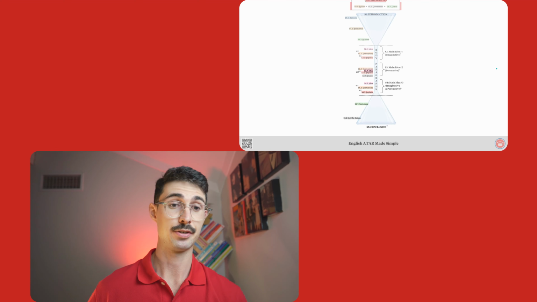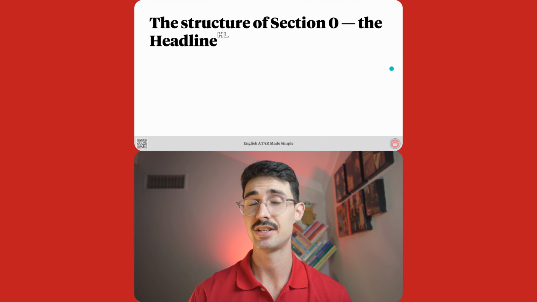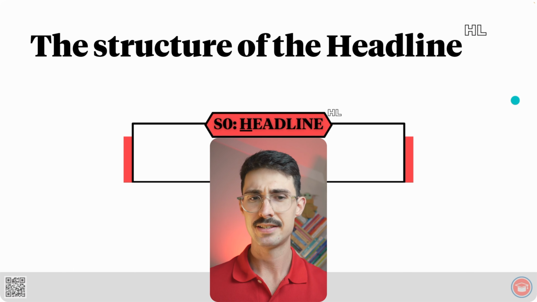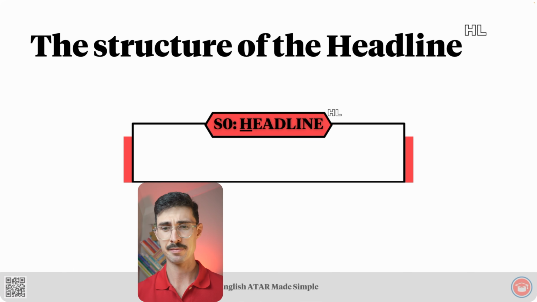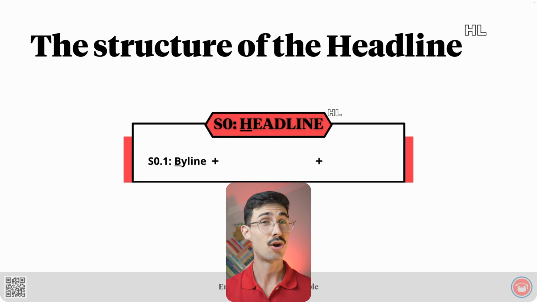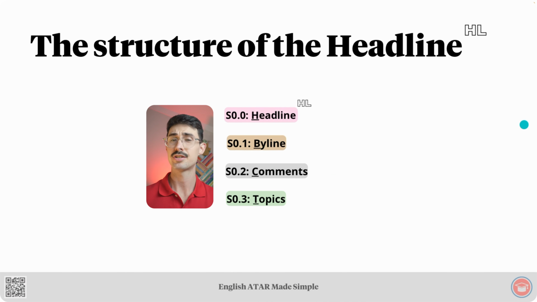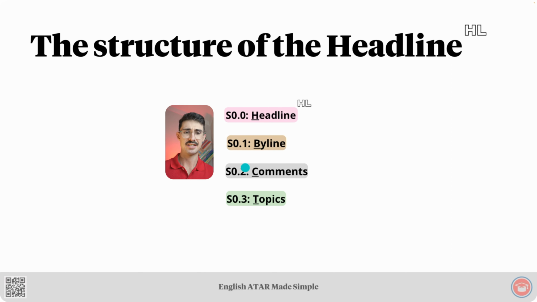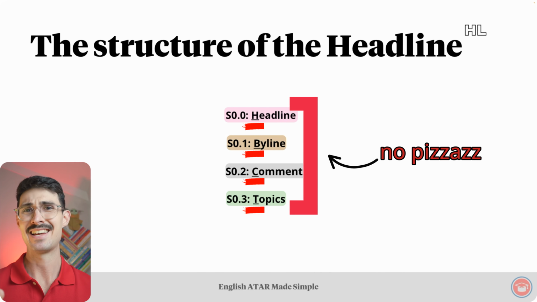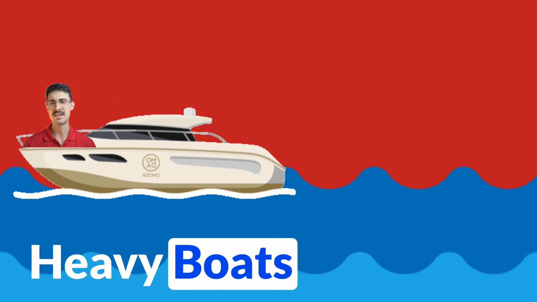Let's look at the structure of section 0, which is the headline. The first component is the actual headline itself. The next component is the byline, then the comment section, and then the topic section. Here are all the components of the headline: H, B, C, T, but where's the pizzazz? So we are going to go with "Heavy boats can't tow." Don't know if I like it, but if you have any better suggestions that are appropriate, DM me on the platform and let me know.